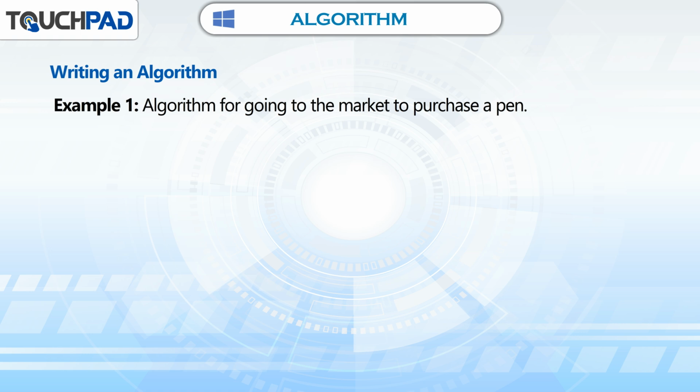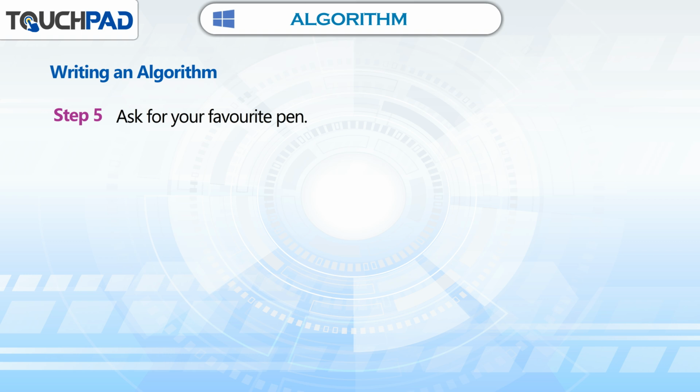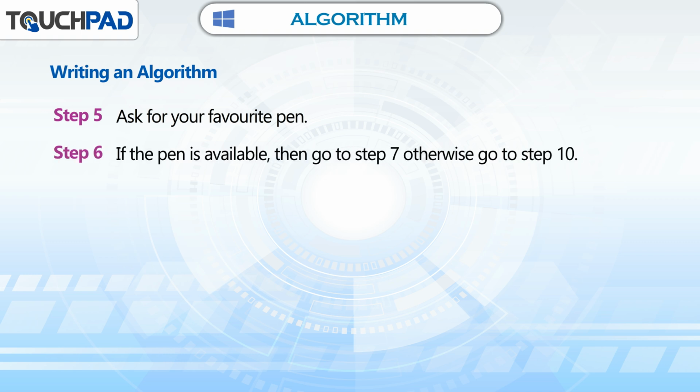For example, Example 1. Algorithm for going to the market to purchase a pen. Step 1. Start. Step 2. Check your wallet for cash. Step 3. Go to the market. Step 4. Go to the stationery shop. Step 5. Ask for your favorite pen. Step 6. If the pen is available, then go to step 7, otherwise go to step 10.